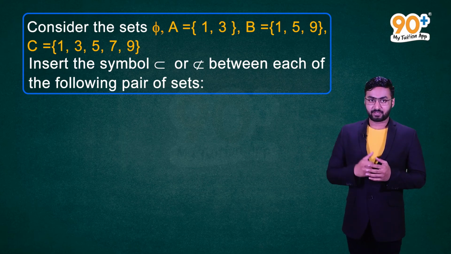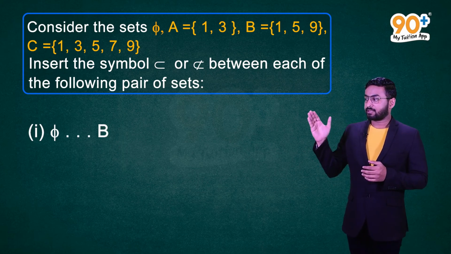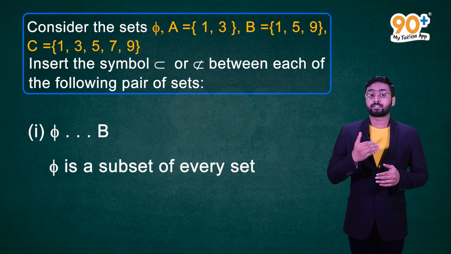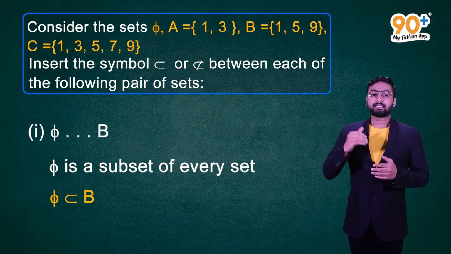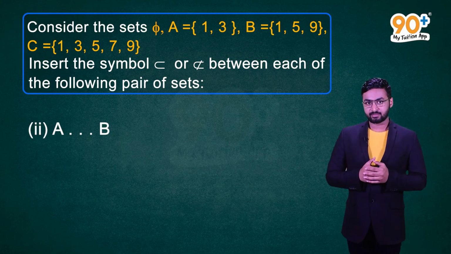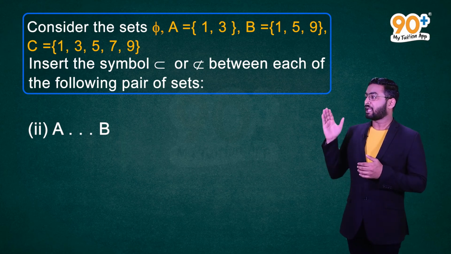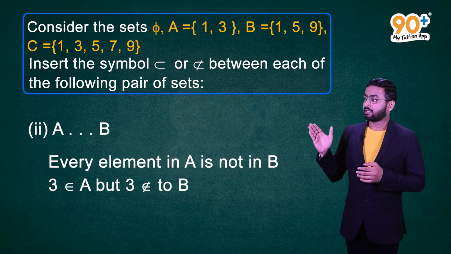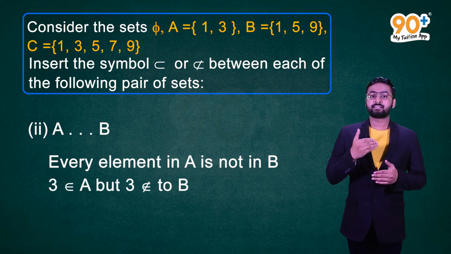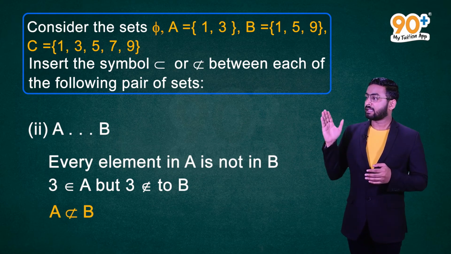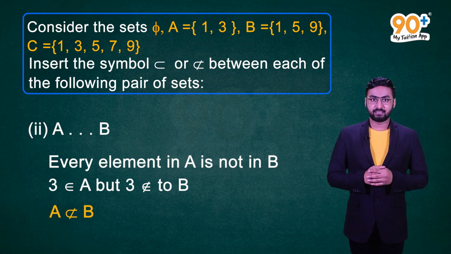Here is the first one. We know that an empty set is a subset of every set. So we can write phi is a subset of B. Here is the next one. As you can see, every element in A is not in B. 3 belongs to A, but 3 does not belong to B. So we can say that A is not a subset of B.